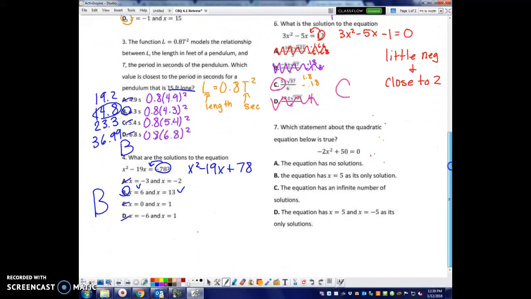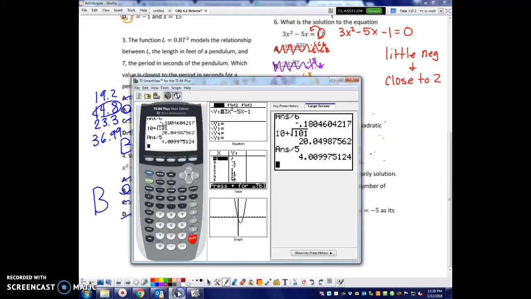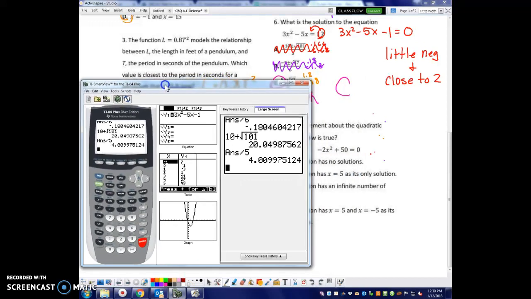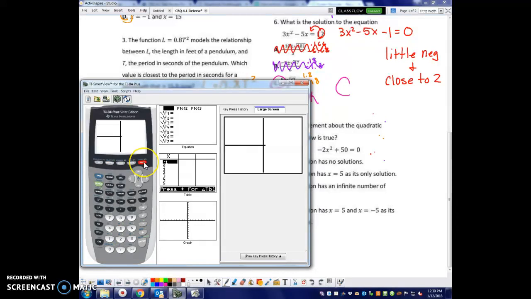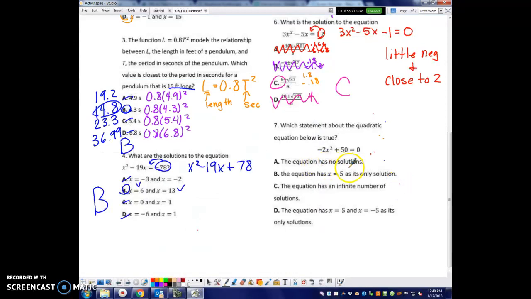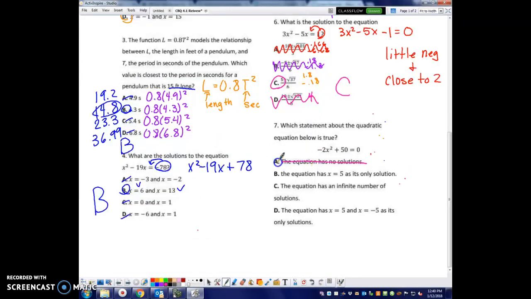Now, number 7. Which statement about the quadratic equation below is true? So we're going to type this into our calculator. Y equals negative 2x squared plus 50. Everything's all on one side, so we don't have to move anything. Hit graph. Okay, so this says the equation has no solutions. Well, does it have solutions? Yeah, it does. So that's not it.